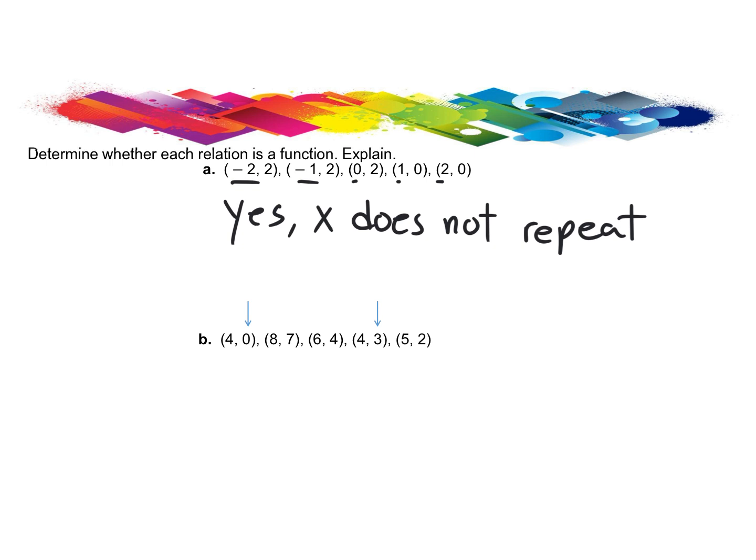And then we have B, so 4, 8, 6, 4, 5. The 4 repeats, so no, x repeats.